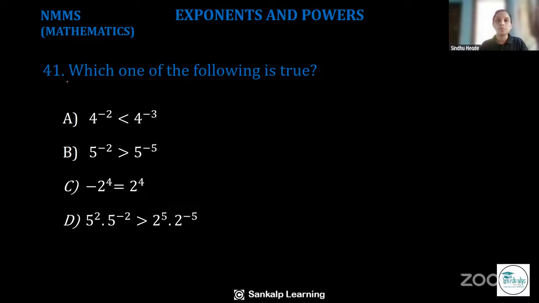Let us see question number 41 of the chapter Exponents and Powers. Which one of the following is true? Option A, 4 raised to minus 2 is less than 4 raised to minus 3. Option B, 5 raised to minus 2 is greater than 5 raised to minus 5. Option C, minus 2 raised to 4 is equal to plus 2 raised to 4. Option D, 5 square into 5 raised to minus 2 is greater than 2 raised to 5 into 2 raised to minus 5. So, we have to find out the true statement among these four options.